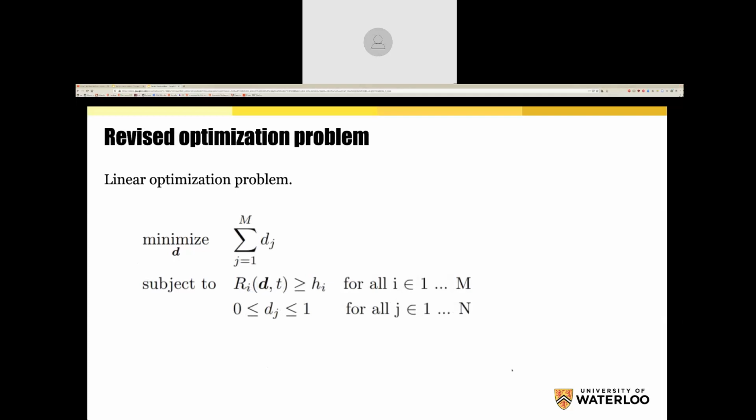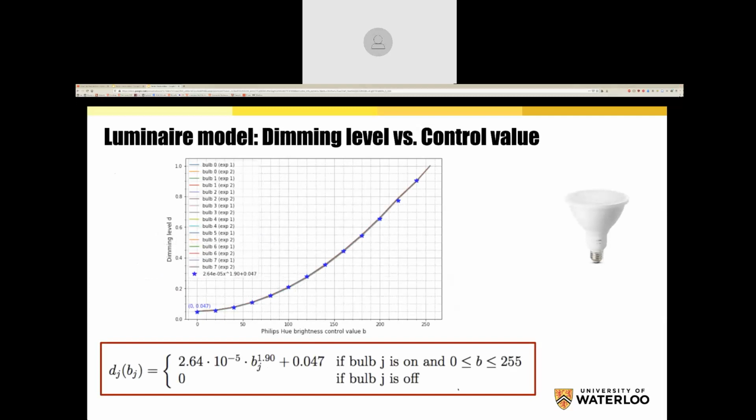The second thing is that the software that we get doesn't allow us to control the dimming level directly. Instead, what we get is a brightness control value B, which goes from 0 to 255. And so what we need to do is to actually figure out for a dimming level control value, what is the actual dimming level. And so we looked at 7 bulbs, and we did 2 experiments with each bulb, and we measured it. And you can find that for all the 14 experiments, there's a very, very identical mapping from the control value to the dimming level.